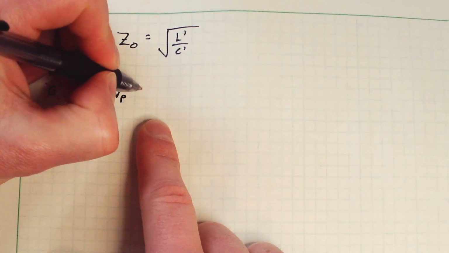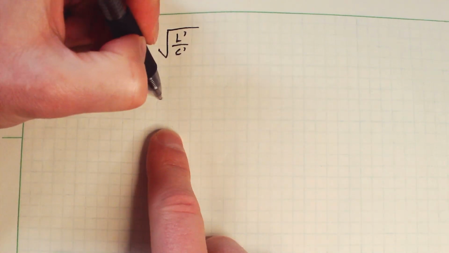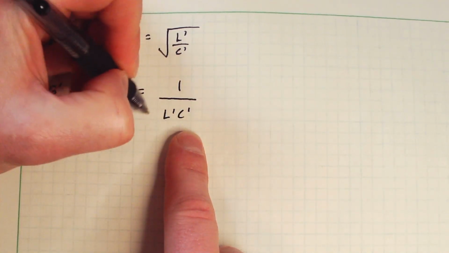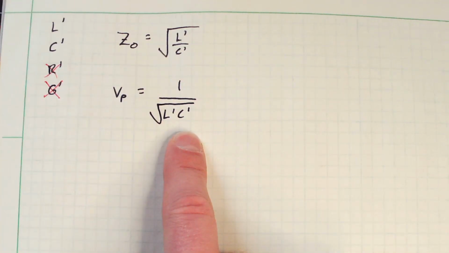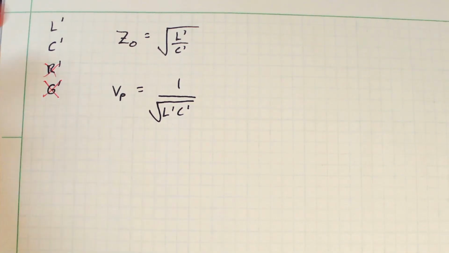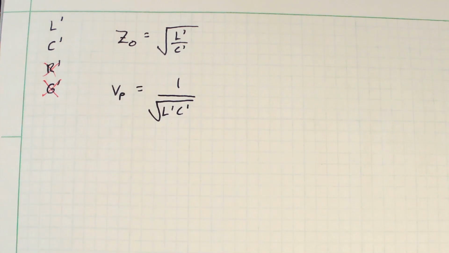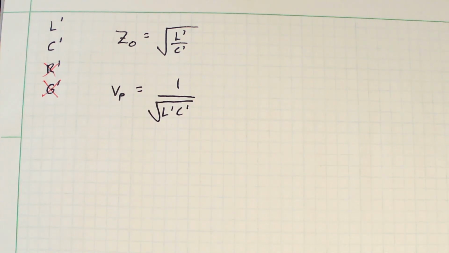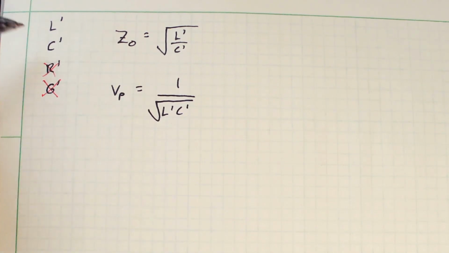Likewise, we have the phase velocity, V sub p, which is equal to 1 divided by the square root of L prime times C prime. So if I know these 2 parameters, I also can derive these 2 over here. And again, this assumes that these 2 parameters are small to the point of being negligible. So in principle, I could hypothetically measure these and derive these, but it turns out it's not really as simple as it sounds, which will be explained later.